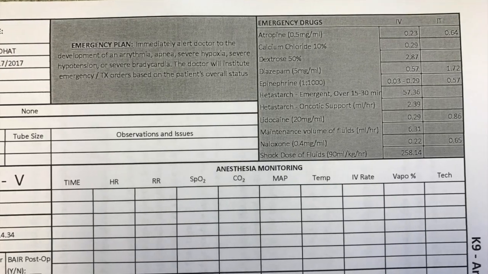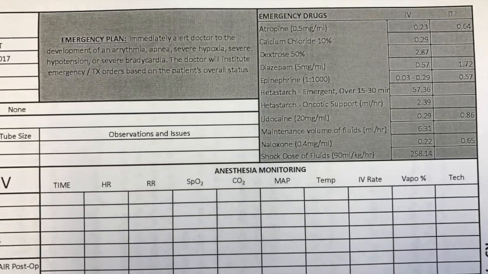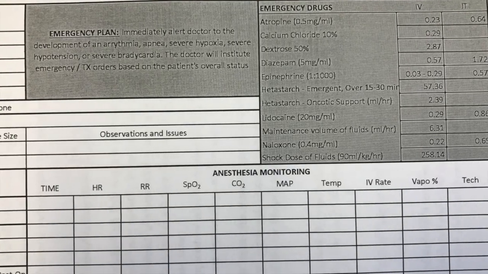This sheet will also automatically calculate emergency doses. So just in case there's a complication during the anesthesia, we have doses of atropine and lidocaine and epinephrine and several other emergency drugs that are pre-calculated for us so that we can access those drugs very quickly and hopefully stop whatever the complication is.